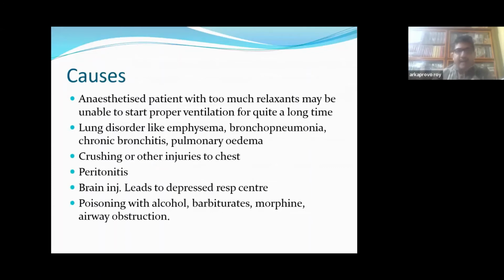Now, here causes are: anesthetized patients with too much relaxants may be unable to start proper ventilation for quite a long time; lung disorders like emphysema, bronchopneumonia, chronic bronchitis, and pulmonary edema; crushing or other injuries to chest, peritonitis; brain injury leads to depressed respiratory center; poisoning with alcohol, barbiturates, morphine; airway obstruction.